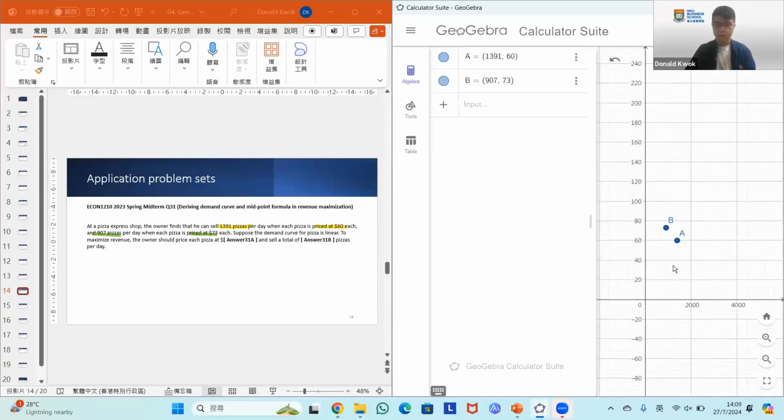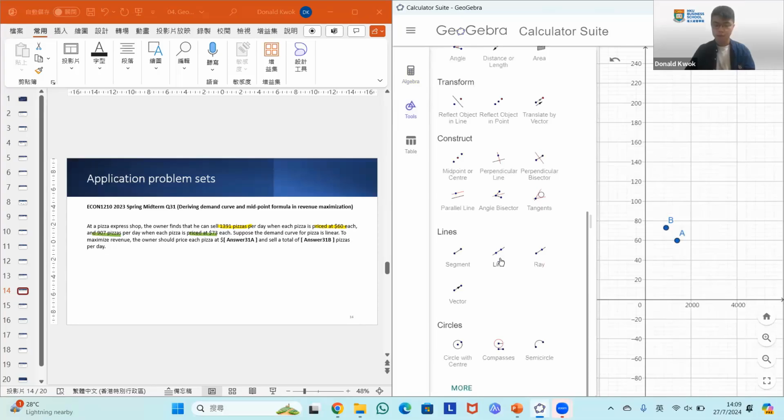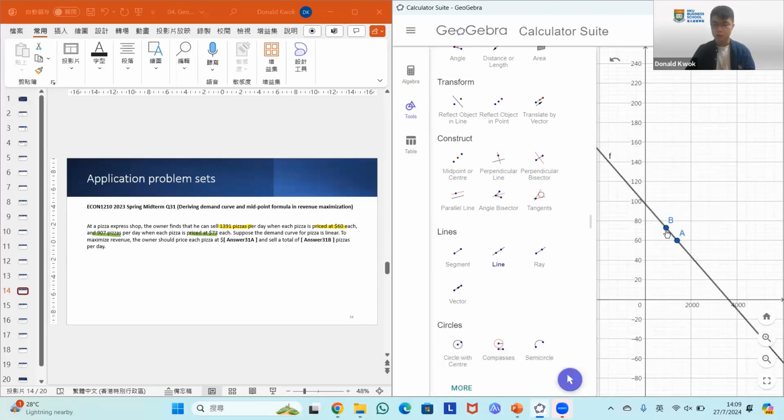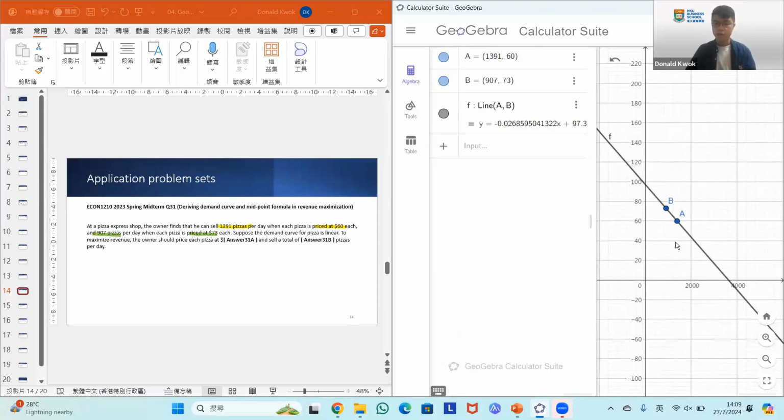What's the next step? We again make use of the functionality in GeoGebra. Click Tools first. Scroll down to find something called Line. What you need to do is just to click the 2 points, and GeoGebra will help you derive the equation passing through these 2 points. As you can see, we have the equation of the straight line in the slope-intercept form given here. Okay, so the final step is to find the midpoint of this demand curve.